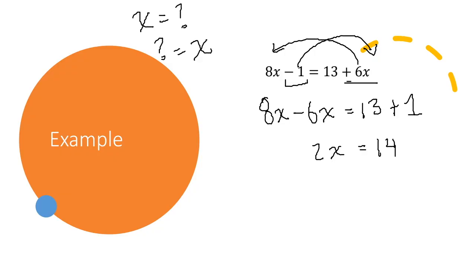So in order to get rid of this 2, I'm just going to switch colors here. We're going to divide this side by 2, and whatever I do to one side, I want to do to the other. So I'm going to divide this side by 2 and the other side. So that 2 goes away, and then I'm left with 14 over 2, which is 7. So I have x is equal to 7 as my answer.